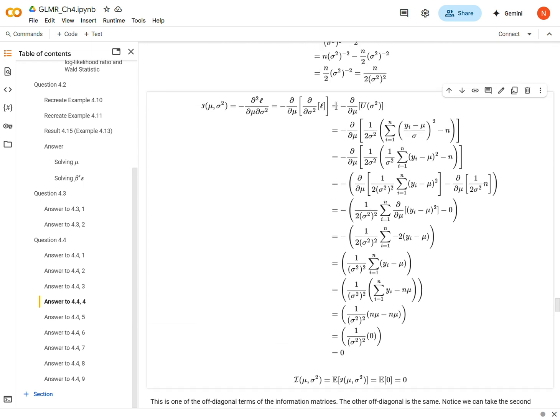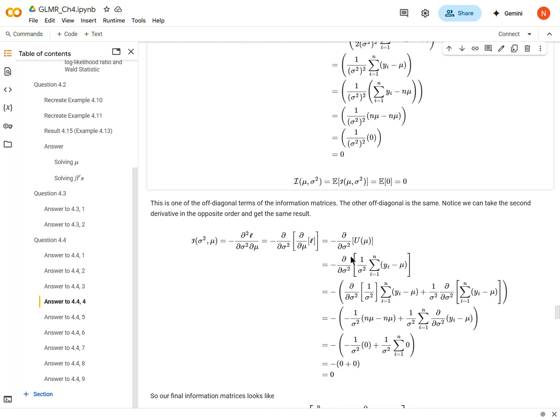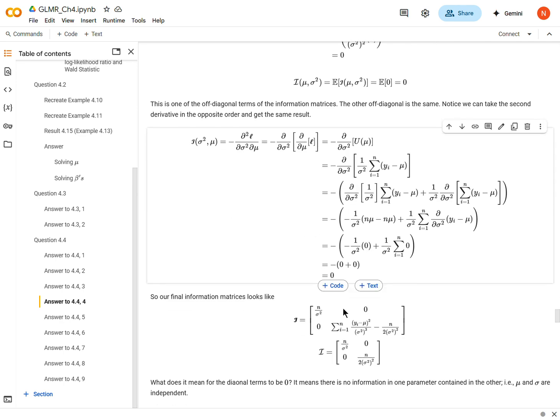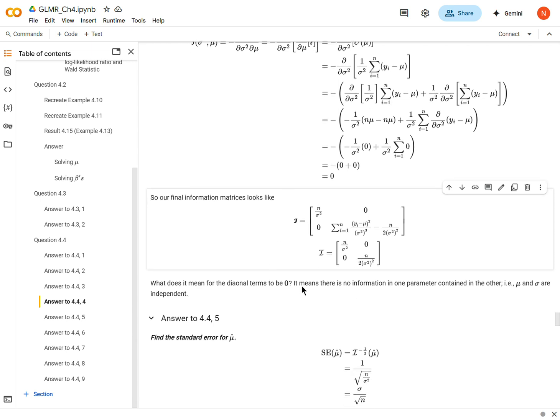Again, you can go through the math. But now notice here, for this instance I'm taking the score function with respect to sigma and taking the derivative of that with respect to mu, and working through the math, it comes out to be 0. That won't always necessarily be the case, but here it is. And of course, the expected value of 0 is 0. Now I do it in the reverse order, taking the score function with respect to mu and taking the derivative with respect to sigma squared, and you come out to 0. So overall, the observed information matrix looks like this: the information for mu, for sigma squared, and then the cross terms. And of course, the expected information is just that. All right.